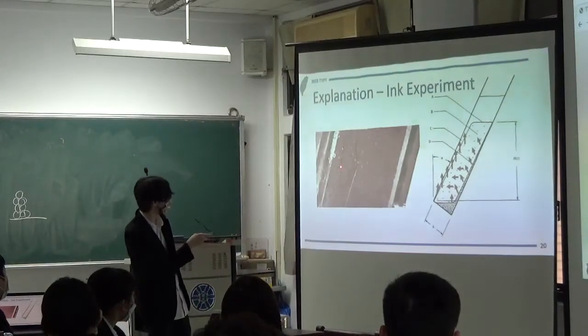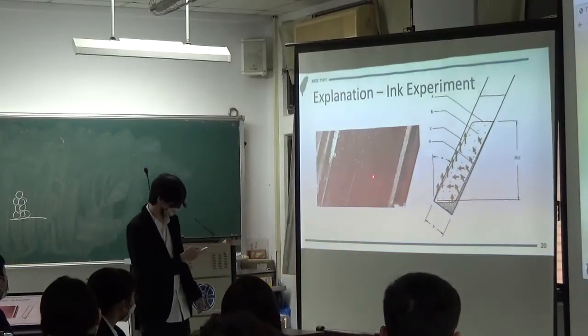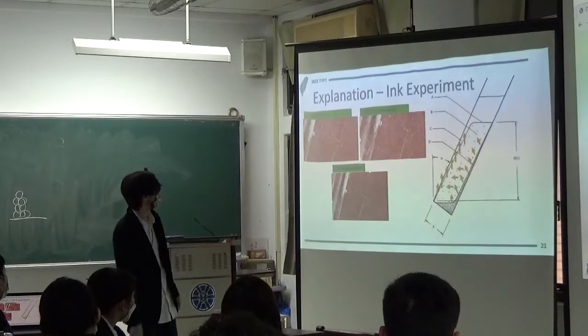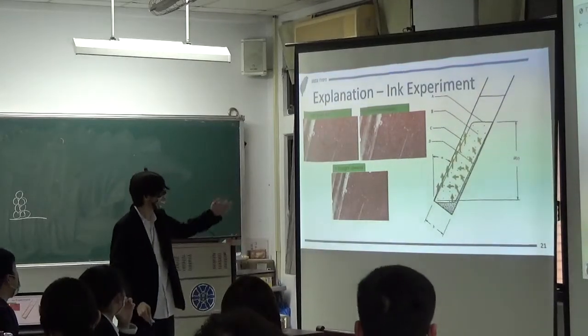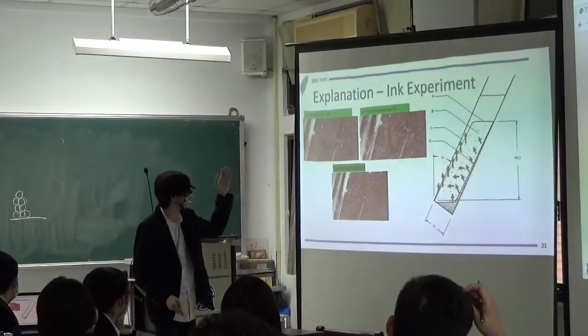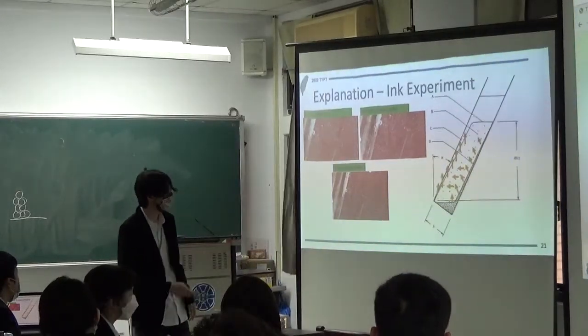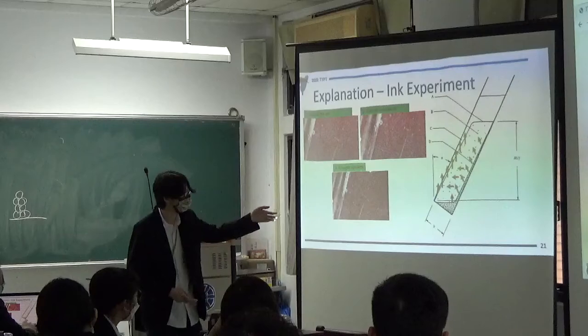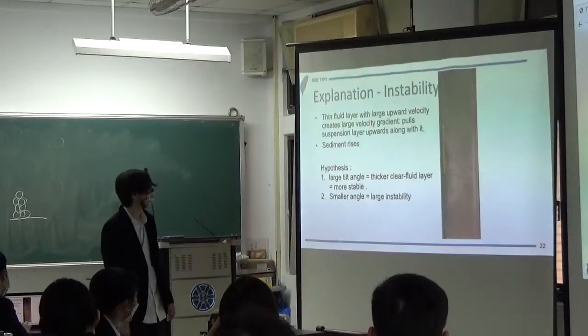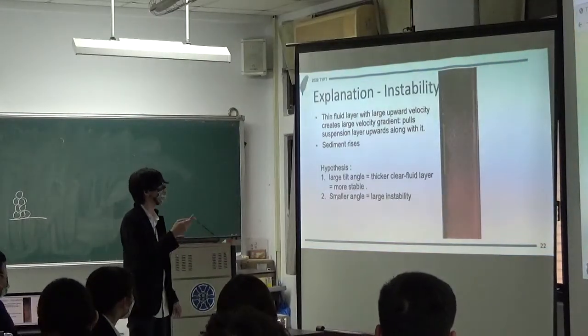So here's the ink. The ink goes through three phases: drift to the left, push downward, then brought upward, which verifies our velocity field. We now explain the instability.